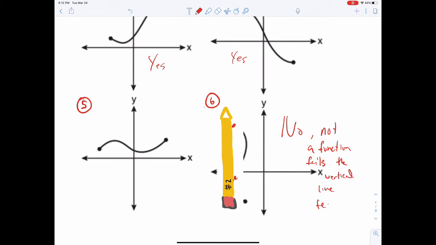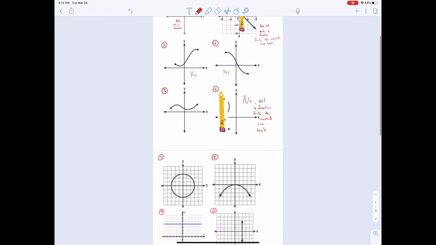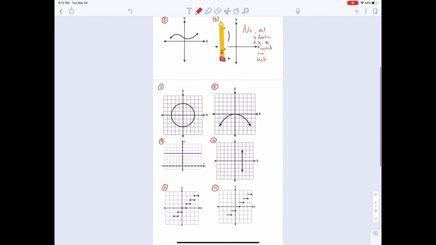All right. Here are a couple more trickier ones. 7, if you move your pencil across, you should get no. You're hitting 2 points on the circle. 8, you should get, yep, it's a function. Your pencil only touches each point once.